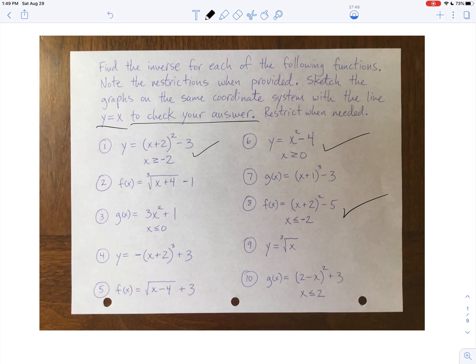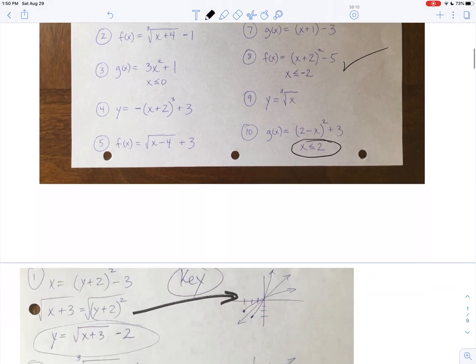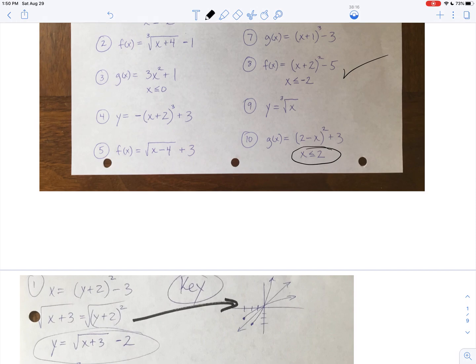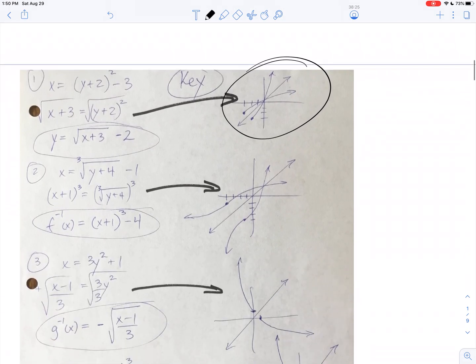Now, on some of these, you might have to restrict. If I give you something and you find the inverse, you might have to provide a little piece of information for me. I'm a big fan of checking work. So do yourself a favor. Try to do the first one. Then check. Here's mine. I did minimal work, but I drew every single picture. So if your picture's not looking like mine, something's wrong. Until you get to number 4. So here's the key: 1, 2, 3, and then 4.